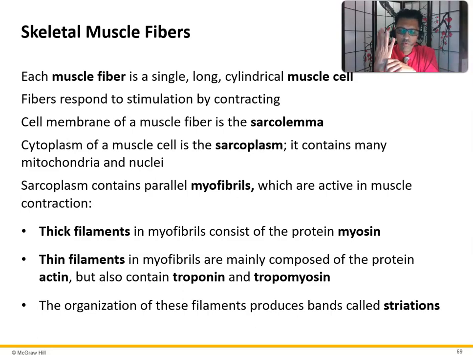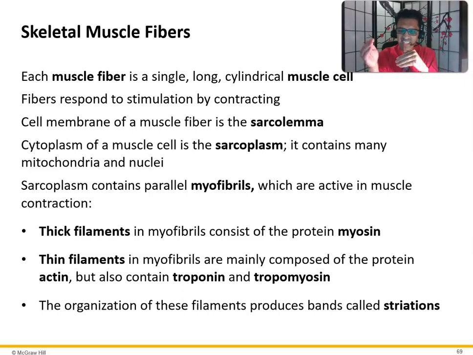You have really 4 proteins that will regulate the sliding filament theory. The 2 contractile proteins are called myosin and actin. The thick filaments in myofibrils consist of a protein called myosin. So I think thick, sin, myosin, right? It's a sin for thickness. I don't know. But thin filaments in myofibrils are mainly composed of the protein actin.